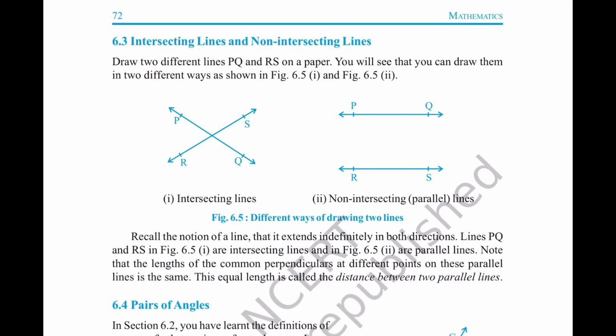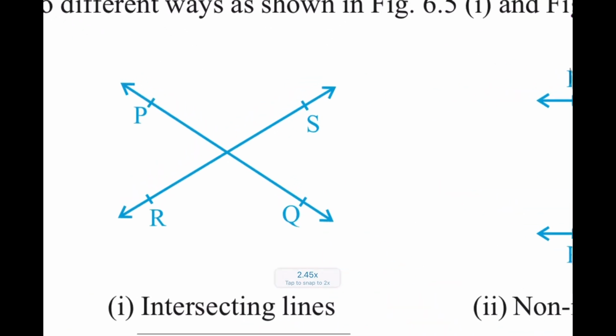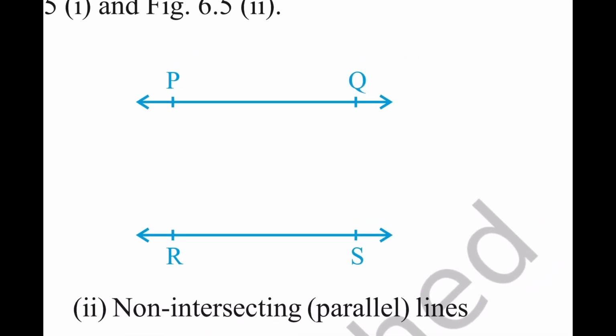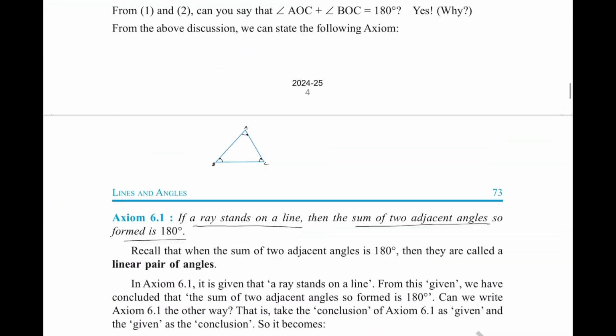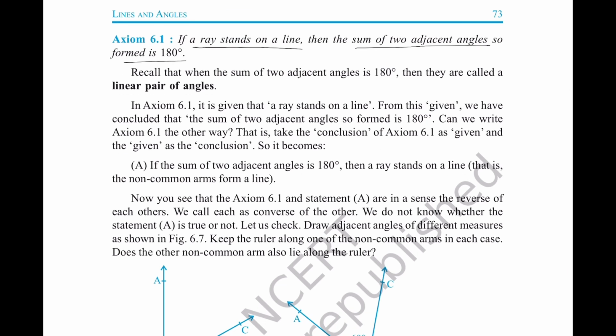Now let's talk about intersecting lines and non-intersecting lines. If two lines cut each other at a specific point, then they are called intersecting lines. For example, in figure 1, PQ and RS are intersecting each other at a point O. Whereas in the second figure, both the lines are moving parallelly without joining each other. Therefore, they are called non-intersecting as well as parallel lines. For example, the railway lines.